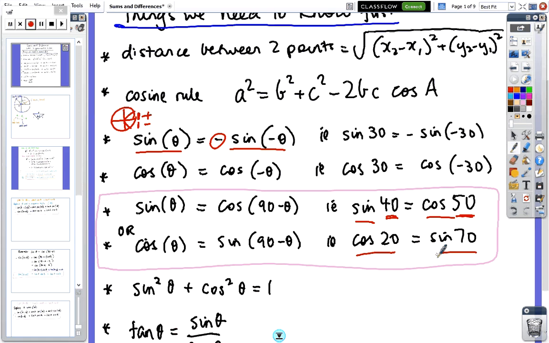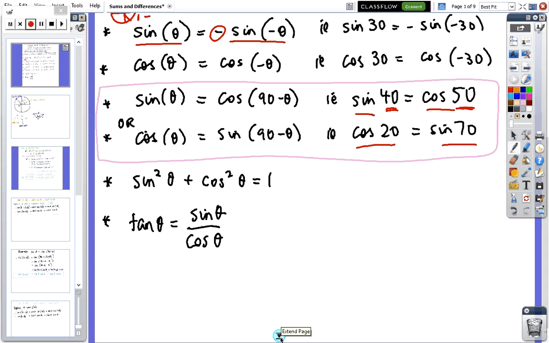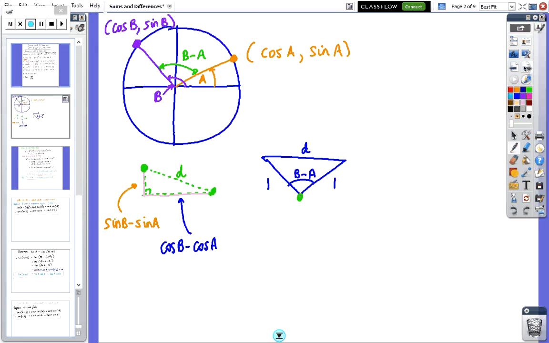The other one that we've learnt this year is sine squared plus cos squared equals 1, and maybe you've learnt this year tan theta equals sine over cos. So all of these things we need to prove the formulas. And again, I have to show you where they come from, but at the end of the day, there's a summary at the end, which is all you need to know.